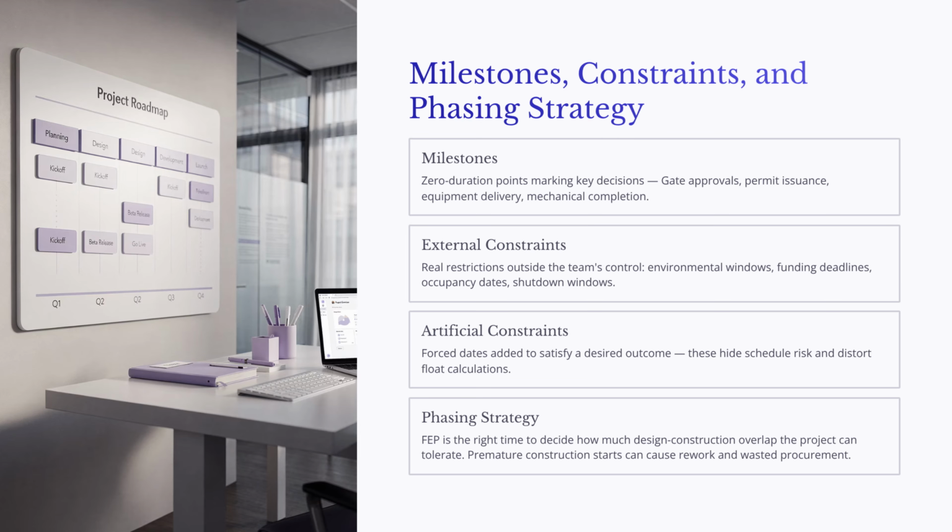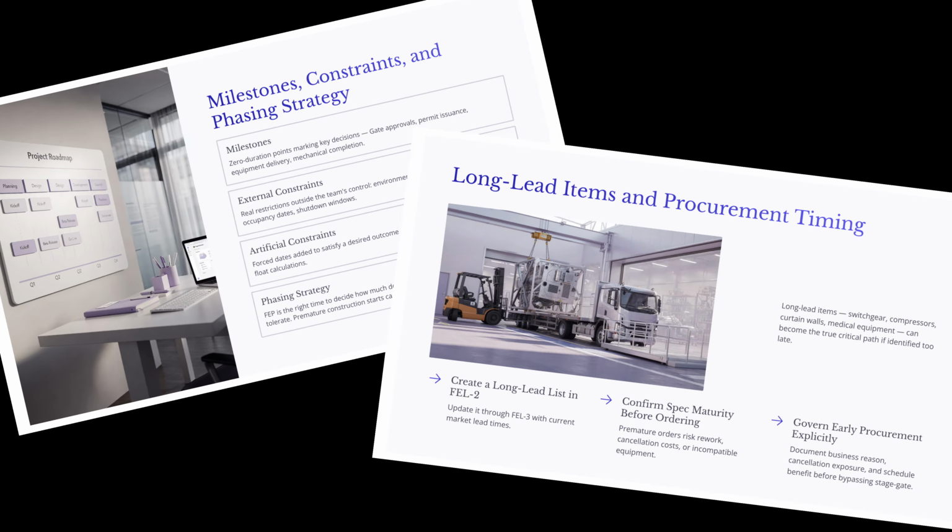Phasing strategy is also a front-end planning decision. The team must decide how much design, procurement, construction, and commissioning can overlap. A fast-track approach may reduce total duration, but it also requires stronger scope control, disciplined package release, and careful change management. Starting construction before the design is mature may appear to save time, but it can lead to rework, waiting crews, procurement changes, and field inefficiencies.